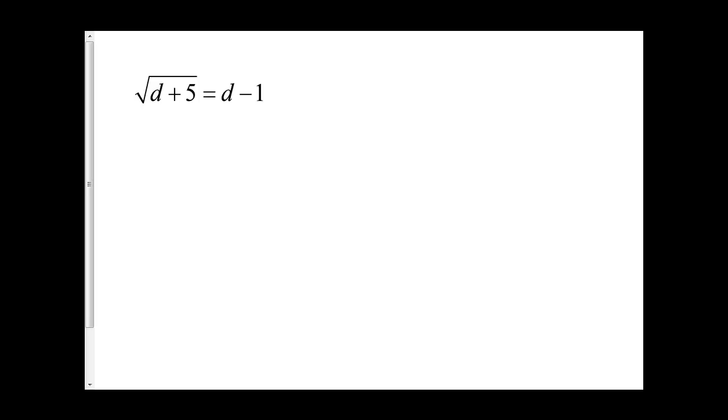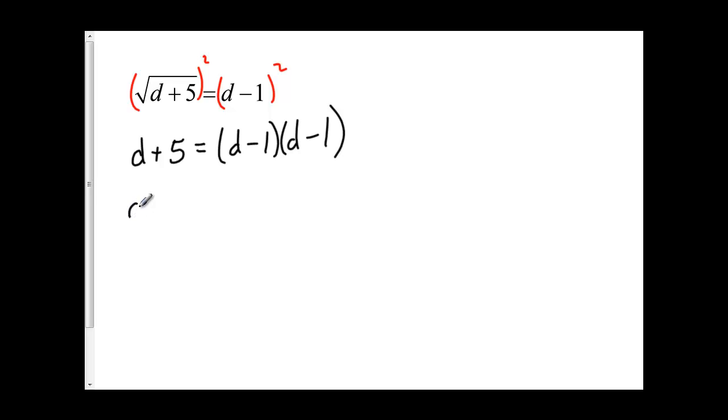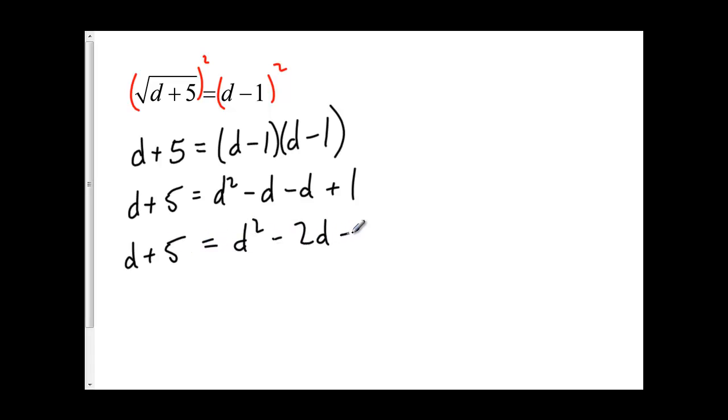Now here's an equation where we already have the radical isolated. So the first thing I'm going to do is square both sides. When I square both sides, the square and the square root cancel out, and I just end up with d plus 5 on this side. On the other side, I have to multiply out d minus 1 times d minus 1. So I get d plus 5 equals d squared minus d minus d plus 1, and collecting like terms, I get d squared minus 2d plus 1. So the first thing I did was square both sides.